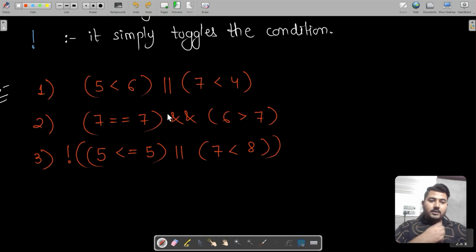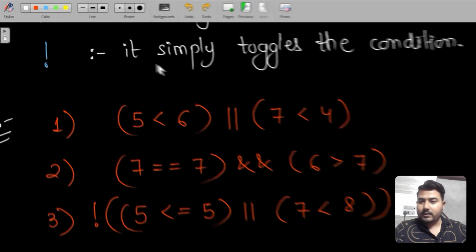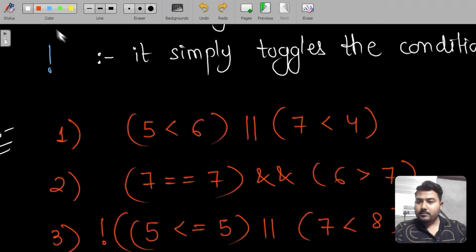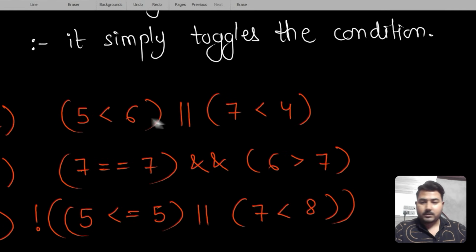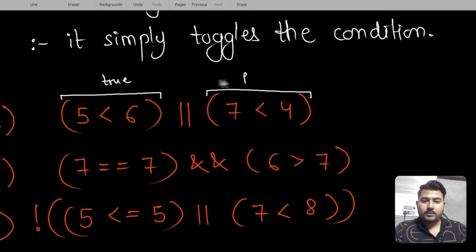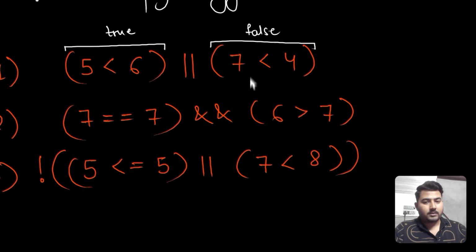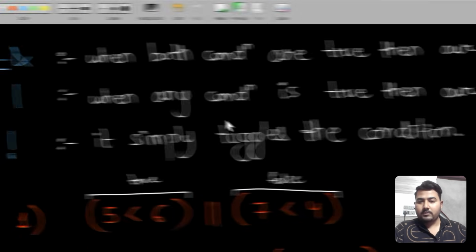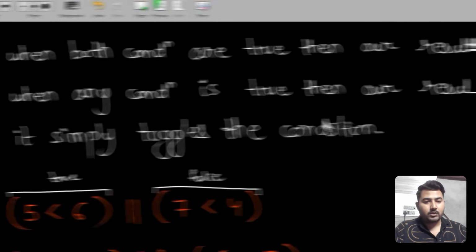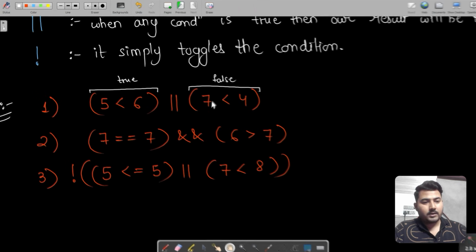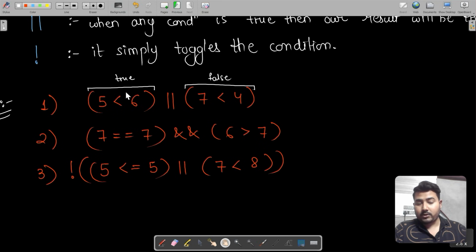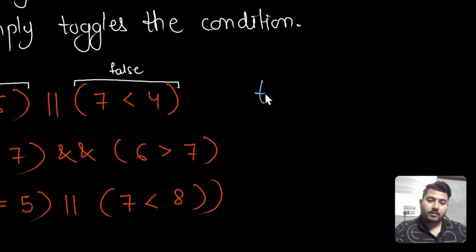Let me just explain it right now. I hope you must have tried it from your end. So as we can see, in the first equation, this particular part, 5 less than 6, is true only. This one is false. And in between we have an OR operator. According to our definition, when any of the conditions is true, then our result will be true. Is any of the conditions true? Yes, one condition is already true. If one condition is true, our answer will be true. So in this case, our result will be true only.